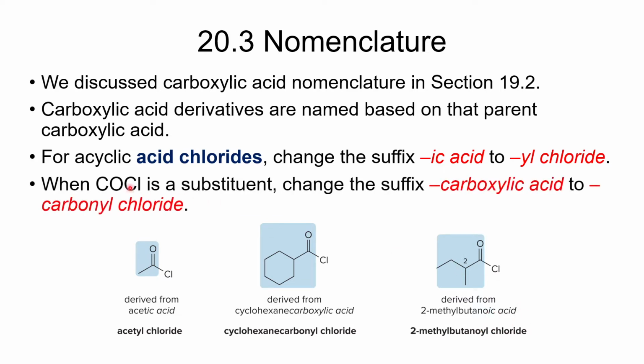If you've got a COCl substituent that's on a ring or on some larger molecule of some sort, usually on a ring, then the way that we're going to name it is, if it were an acid, we would call that carboxylic acid. So for example, if this were an acid, we'd call it cyclohexane carboxylic acid. Well, we change it to carbonyl chloride. So this is cyclohexane carbonyl chloride. All right, and we will get at least one example like this on our in-class assignment problem.